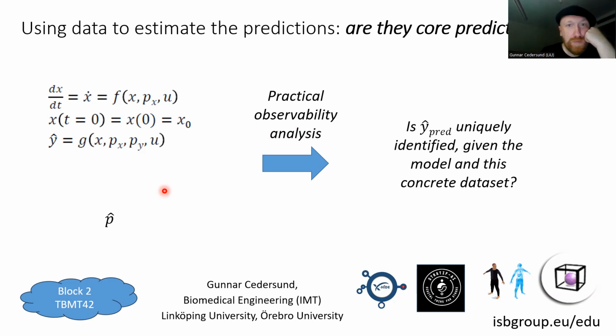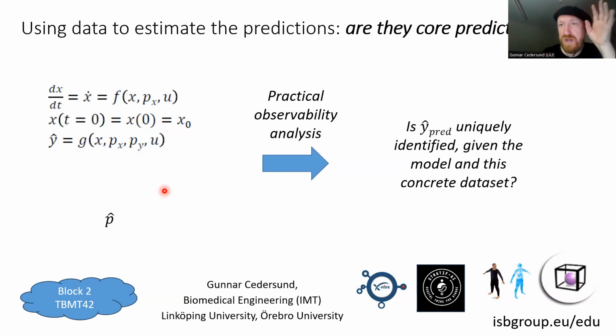So, we are now still in block 2, so we are still using data. We have done the optimization and we have done the uncertainty analysis of the parameters, or if we want to, we do that. And now we are looking at the uncertainty of predictions.